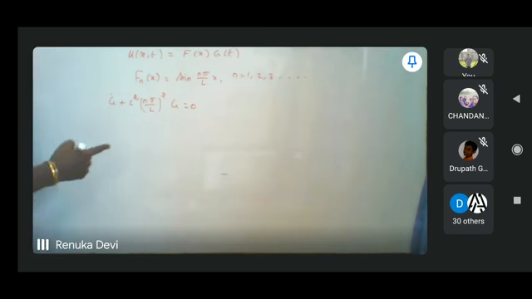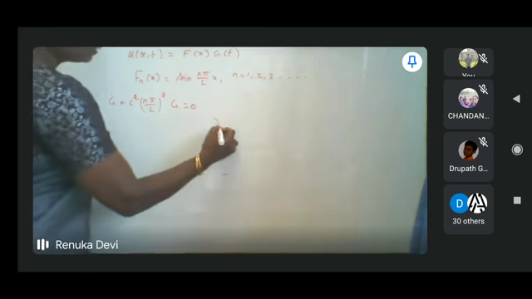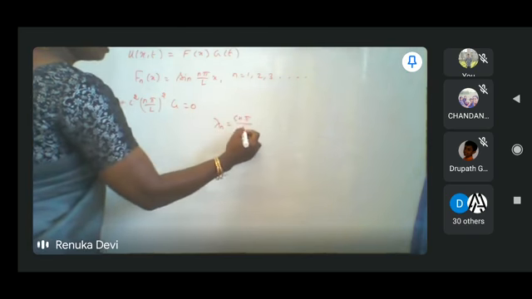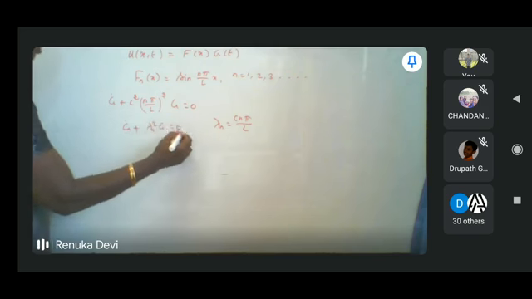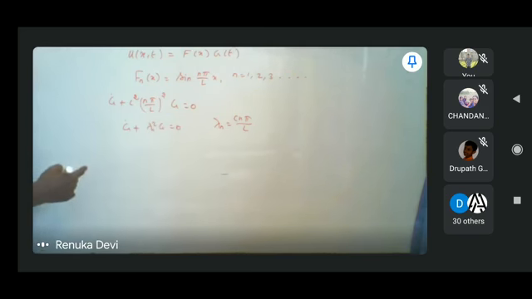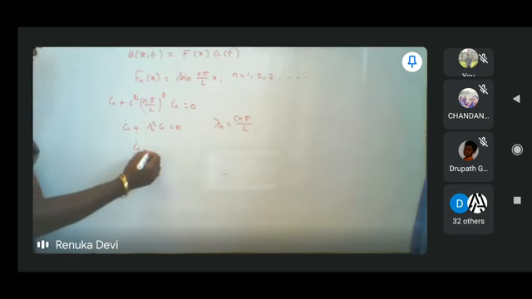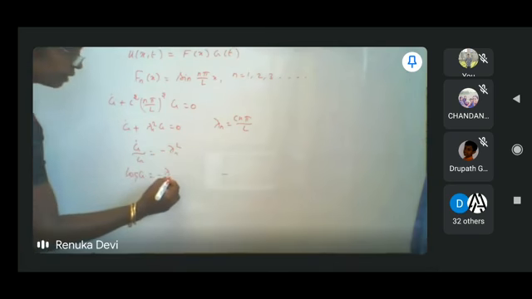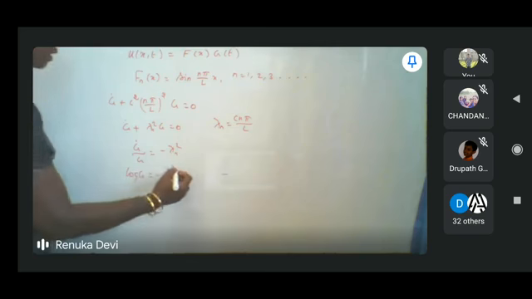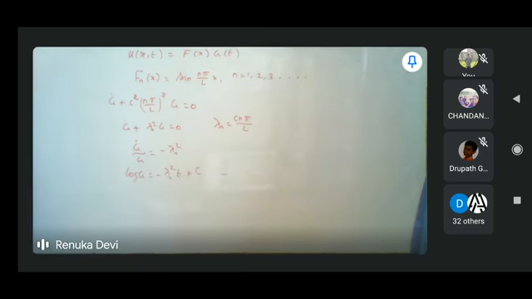This is equation number 3. And we found the solution for this also. If I take lambda n equal to c n pi by L, this equation is g dot plus lambda n square g equal to 0. Therefore, what is our g? We can write g dot by g equal to minus lambda n square. So integrating, log g equal to minus lambda n square t plus some integrating constant c.